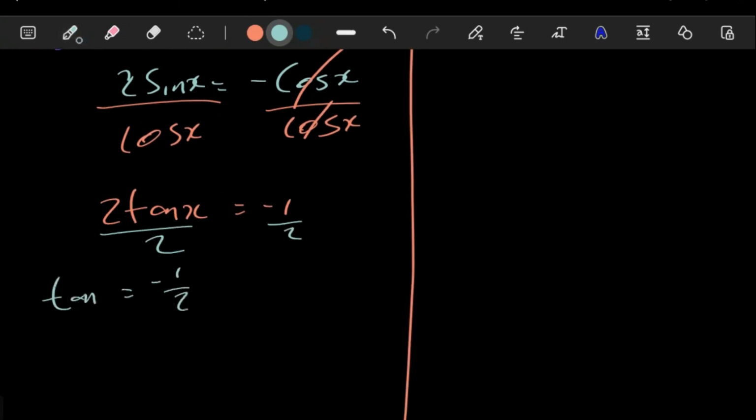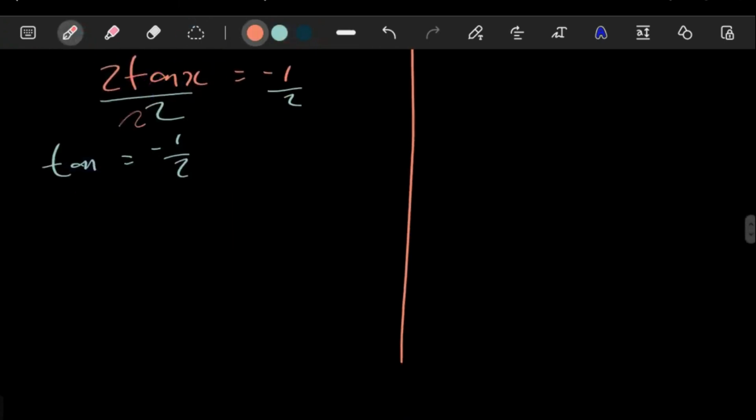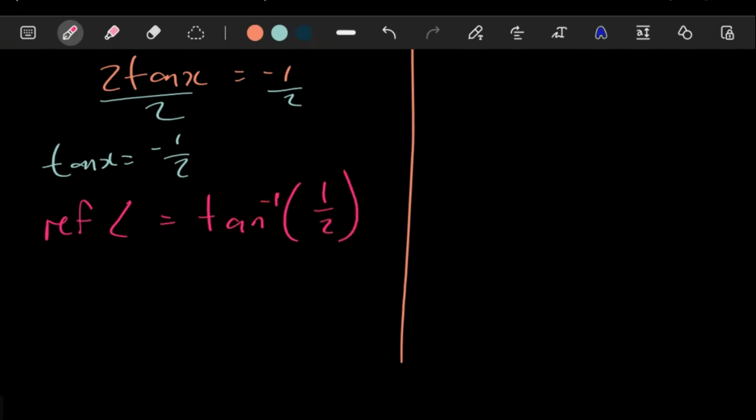Now, in this situation, remember, since you have a negative value there, it doesn't matter. You have to get a reference angle. Your reference angle you're going to get from saying shift tan, but then you always have to use a positive value. Whenever you get a reference angle, you have to use a positive value. So shift tan here with a positive 1/2 is going to give you a reference angle of 26.57. Let's do that. Reference angle 26.57.